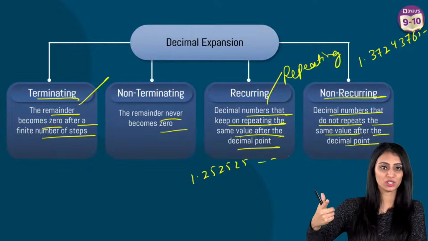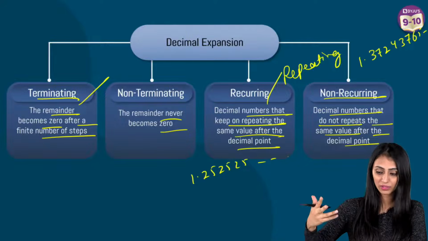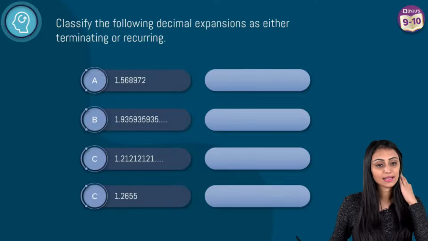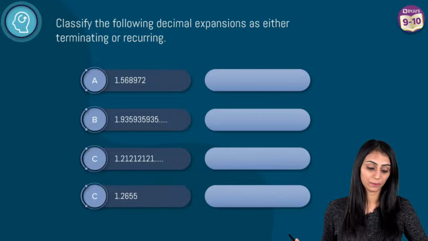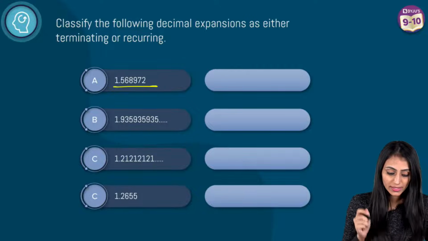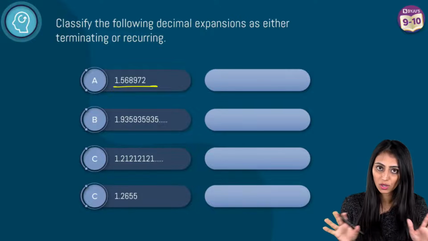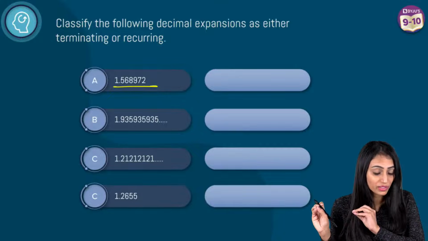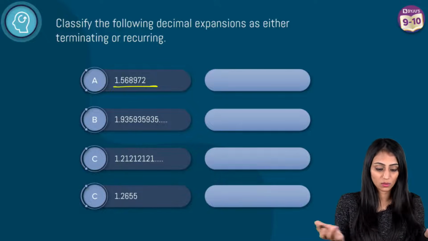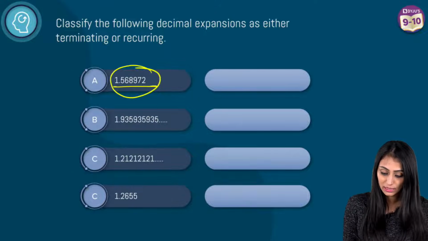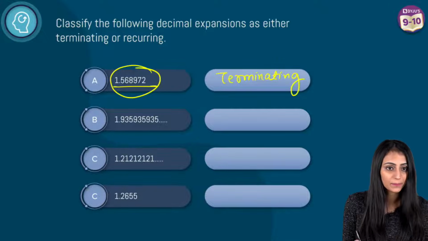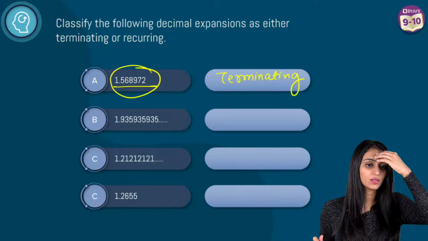Alright. So let's try out a question now, so we will understand whether we have understood the topic or not. Classify the following decimal expansions as either terminating or recurring. You can see 4 numbers over here. Let's try the first one: 1.568972. There is no dot dot dot after that, which means this is the final answer, so the remainder would be 0. That's why we have the final answer here. So it will have a terminating decimal expansion. Terminating. Zarina, please refresh the screen once.